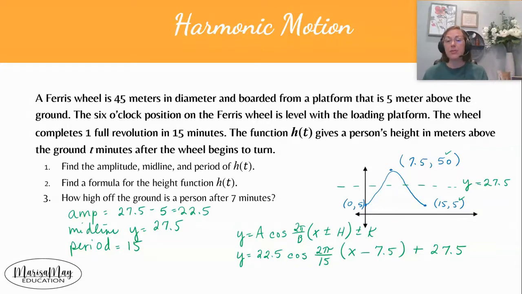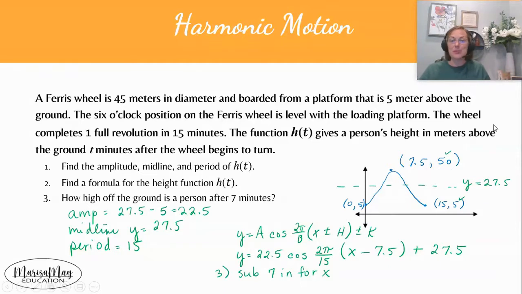Super easy then for number 3. Once you do number 2, now you have the formula to answer number 3, and you're going to substitute 7 in for x. Make sure that you are in radian mode on your calculator so that when you type that in, you're going to get the correct answer.